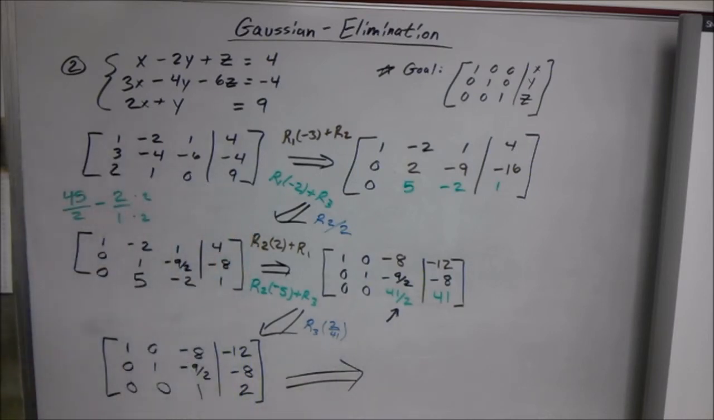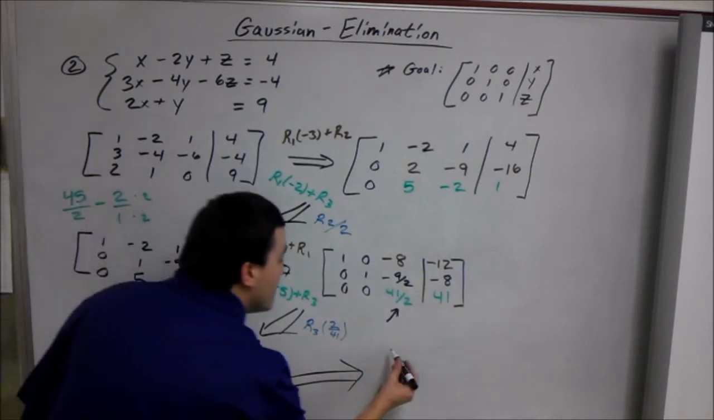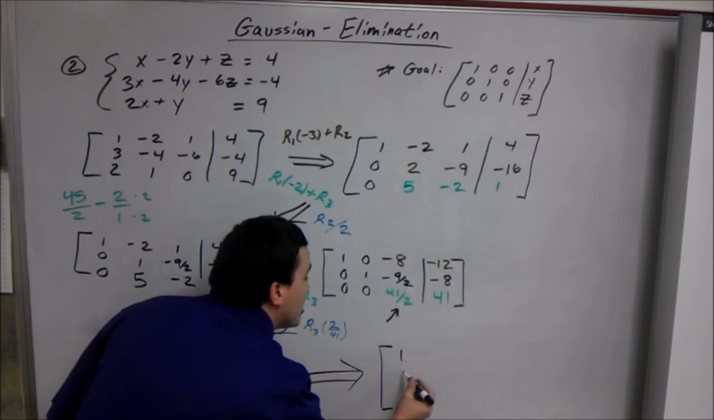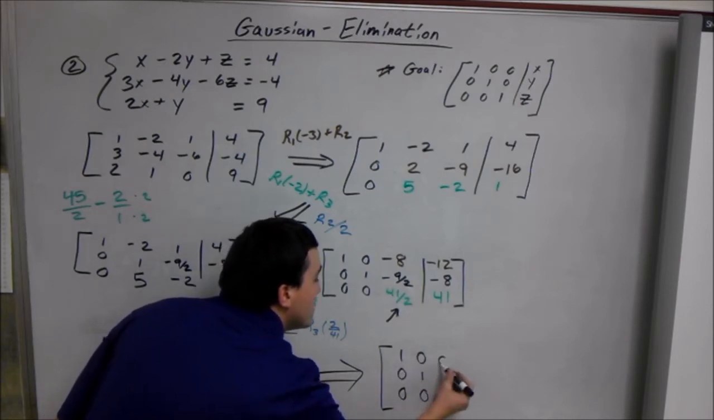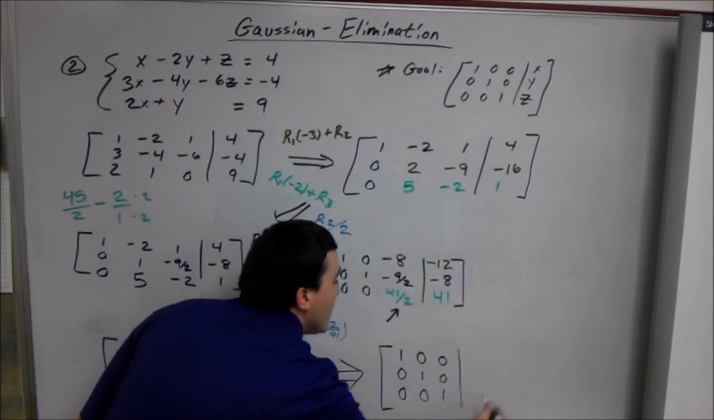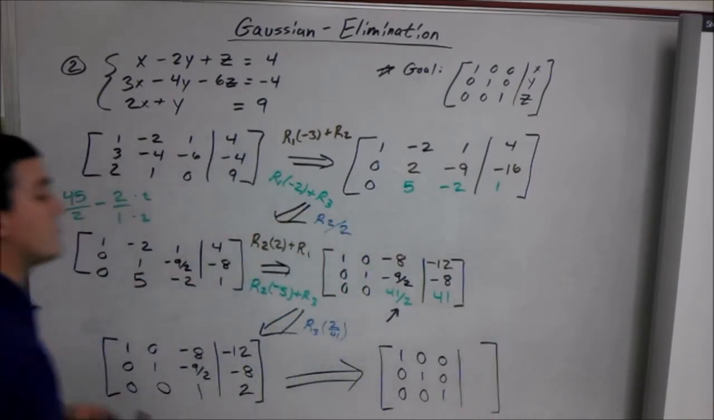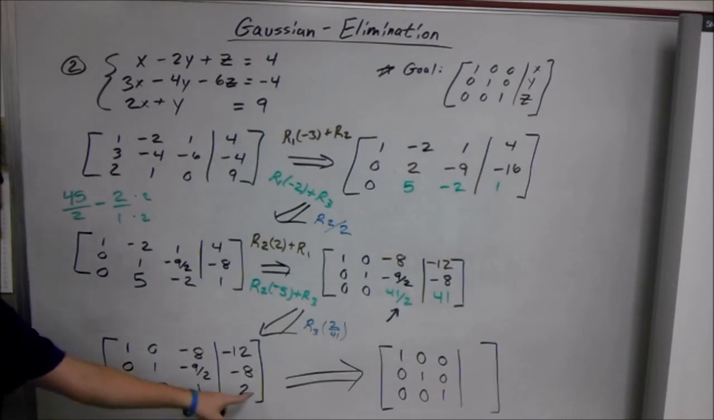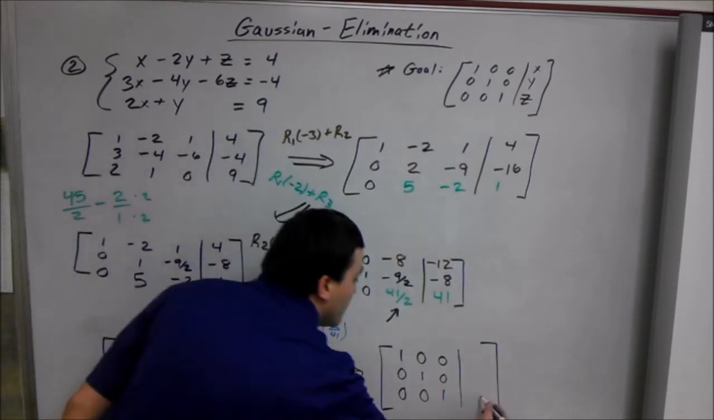So, in the end, we're going to have just what we wanted. 1, 0, 0, 0, 1, 0, 0, 0, 1, and then our answer. But we have to figure that out first. And remember, this one's already done. We have 0, 0, 1, 2.